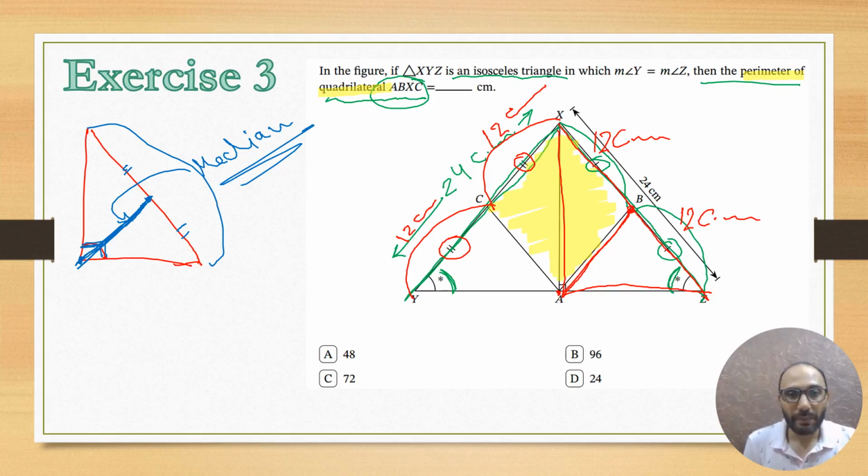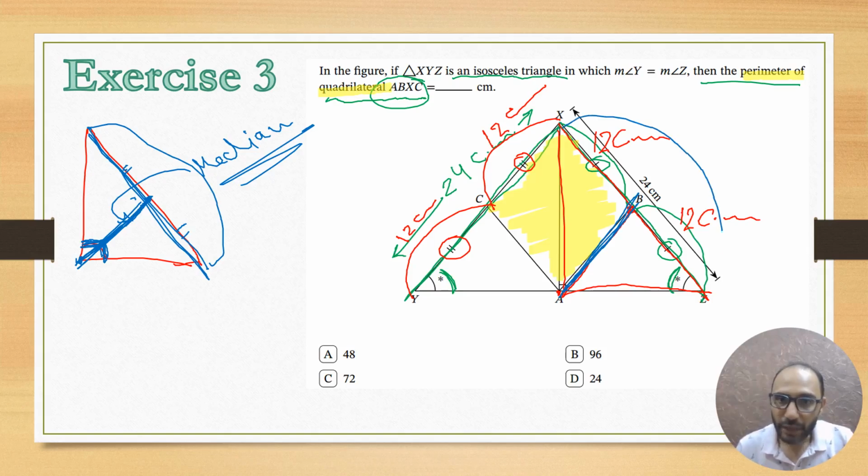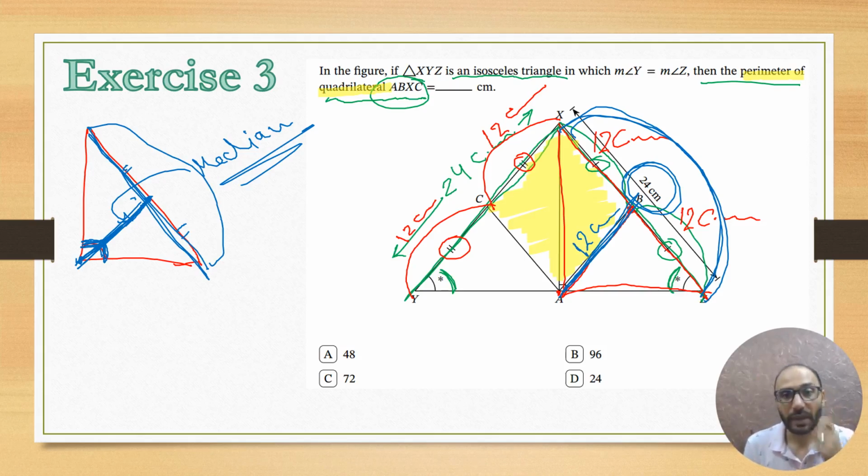So we have remembered together this previous theorem from second prep: the median drawn from the vertex of the right angle in the right angle triangle, its length equals half the length of the hypotenuse. So the length of median AB is half the length of the hypotenuse XZ. And you know that this hypotenuse is equal to 24 centimeters. That means AB is also 12 centimeters, which is half of 24.